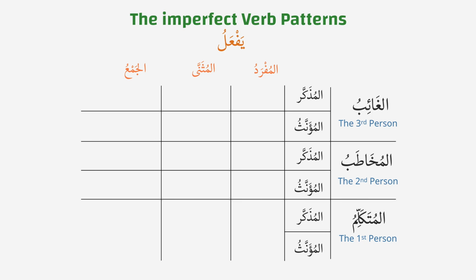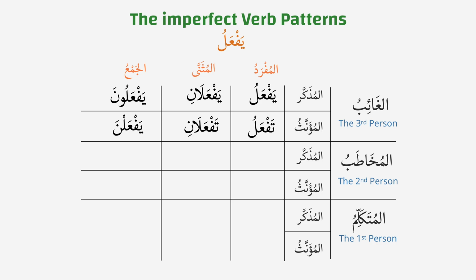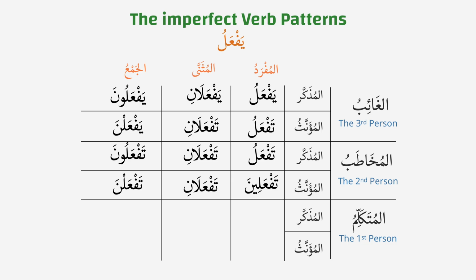For third person masculine, yaf'alu, yaf'alani, yaf'aluna. For third person feminine, taf'alu, taf'alani, yaf'alna. Now for second person masculine, taf'alu, taf'alani, taf'aluna. Now for second person feminine, taf'alina, taf'alani, taf'alna. Now for the first person, both masculine and feminine, af'alu, naf'alu, and naf'alu.